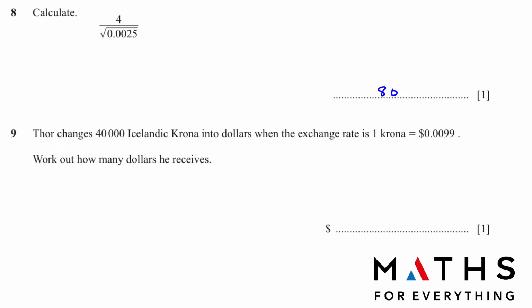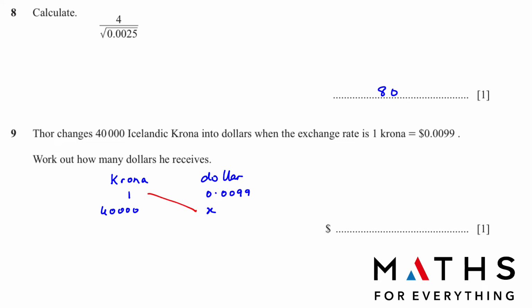Question number 9. Thor changes 40,000 Icelandic krona into dollars when the exchange rate is 1 krona is equal to $0.0099. Work out how many dollars he receives. When we are writing like that, write krona and dollar. Write the exchange rate. 1 krona is equal to $0.0099. Now he has 40,000 kronas, and we want to see how many dollars he will receive if he exchanges. So in place of dollar, you put X because that is what we want to find.